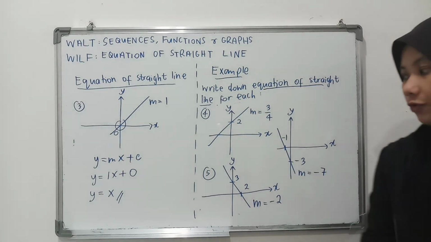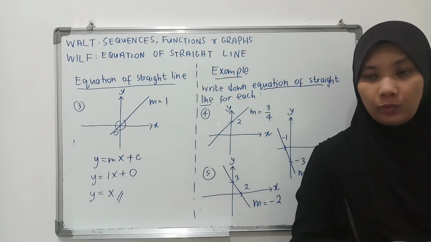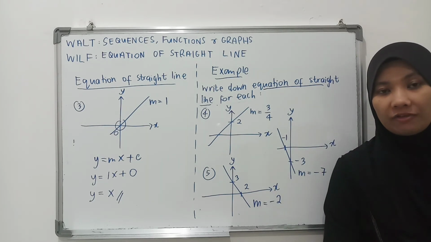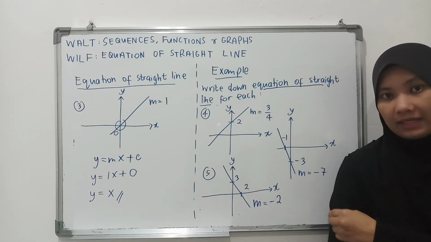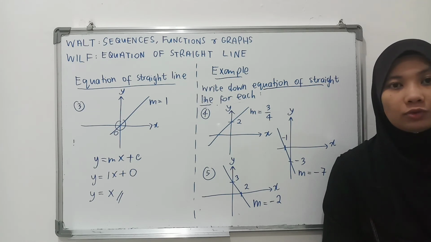Okay, so for number 4, number 5, number 6, I want you to give me the equation of the straight line that represents each of the lines here. Okay, number 4, number 5, number 6. Any problem? If you don't know how to do it, just text me.